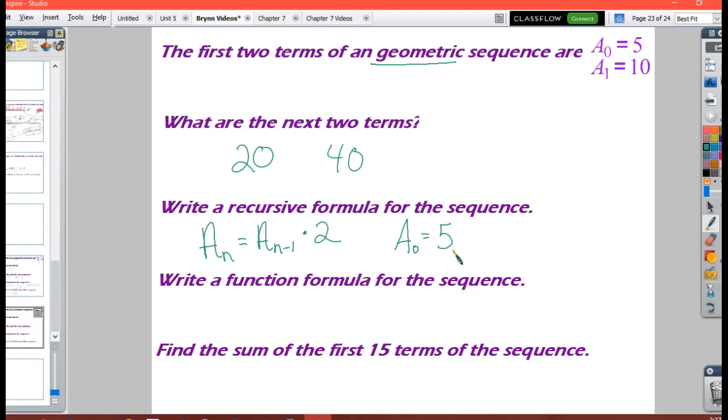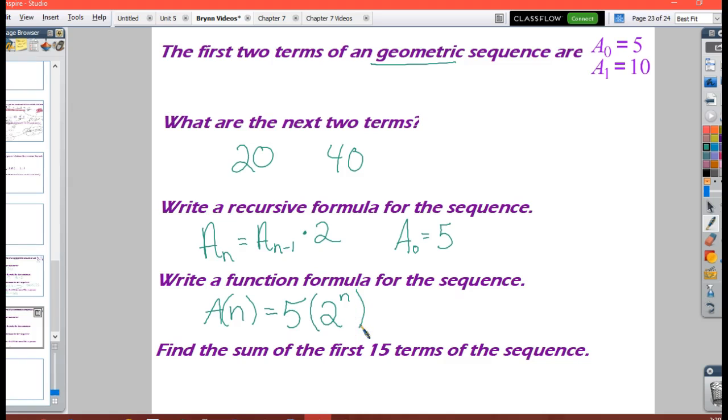Now for our function formula, we want it to be able to plug in our sub value and get the correct answer, so we'll write it in a of n form. We are multiplying by 2 each time, but we always give our beginning number when we're doing a geometric. So we're starting with 5 times our rate of multiplication each time, so 2 to the n. You've seen this form before.